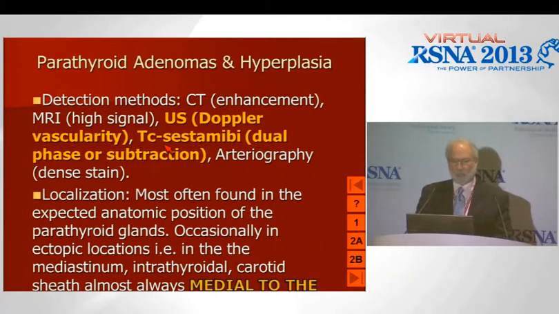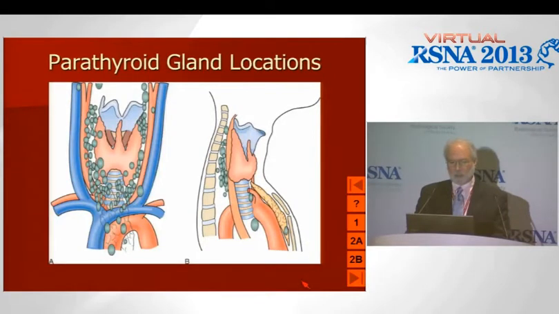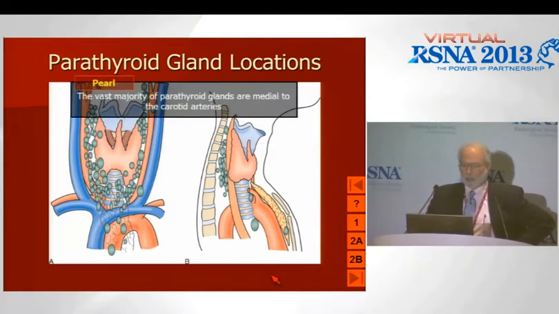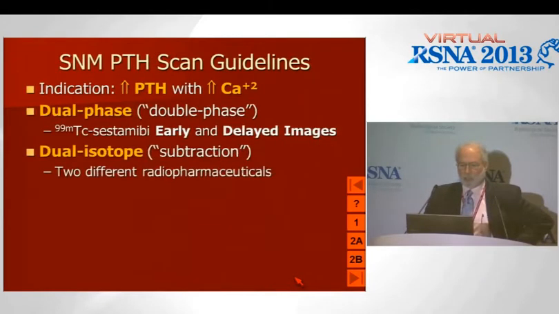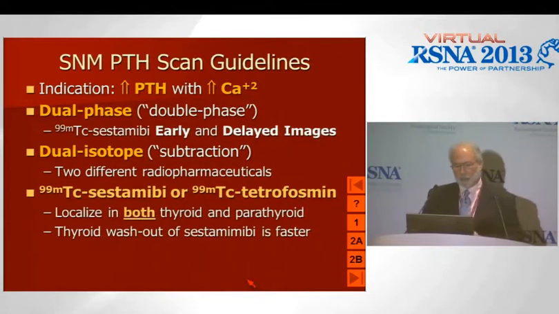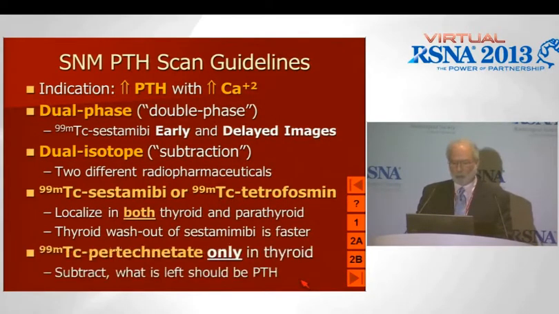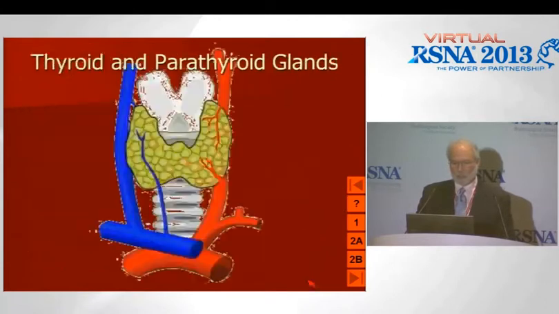Most of the time we're doing nuclear medicine imaging, and you just want to remember that the lesions are typically going to be medial to the carotid sheath. So this is an illustration from the literature, and again it identifies multiple areas where parathyroid-producing adenomas were located, and again they're going to be medial. So if we look at the scanning techniques that we can use, we can do dual phase or dual isotope imaging, and I want to show you how that works right now.